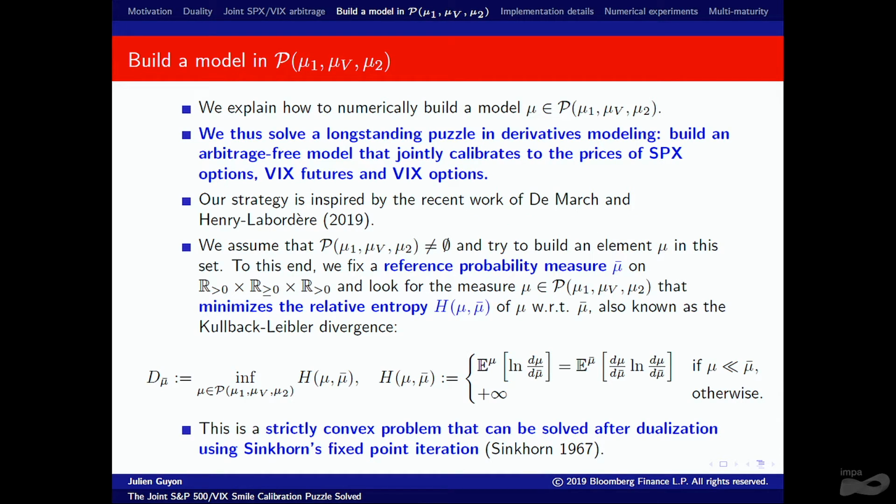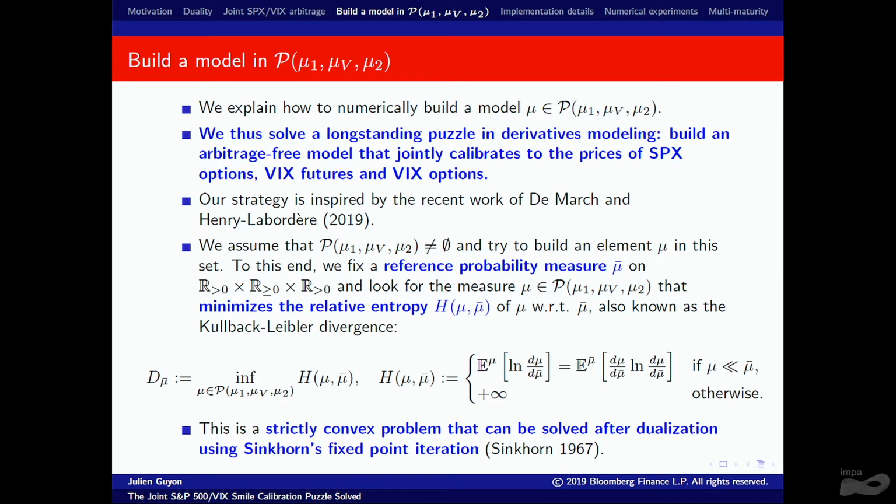Okay, so how to build this model mu in the set P? Again, it's very inspired by the recent paper by Henri Labordère and Demarche. So we're assuming that this set P is non-empty. We try to build an element mu in this set, and we are fixing a reference measure, mu bar, on S1, V, and S2. It can be whatever you want. It could correspond to a view or just something simple to use in the numerical experiment. And then we will look for the measure mu in P that is closest to mu bar for some distance, and we take the relative entropy with respect to mu bar, defined here.